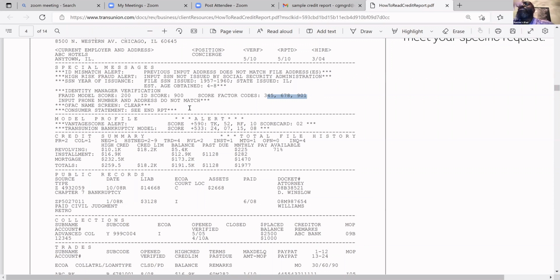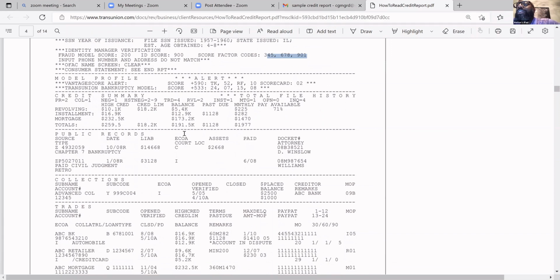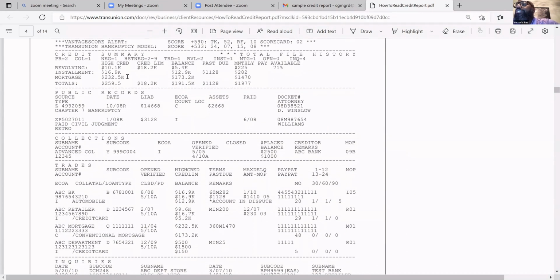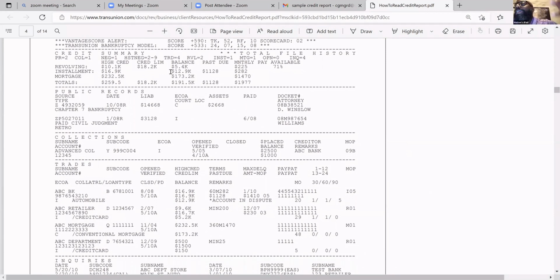So again, it's very important that we understand that our credit is truly the holy grail to get us what we're looking for. The next section is your credit summary. Basically, it's a summation of all your revolving credit, your loans, everything aggregated together. This one shows that currently revolving high credit is $10,000, but the overall credit limit is $18,200.